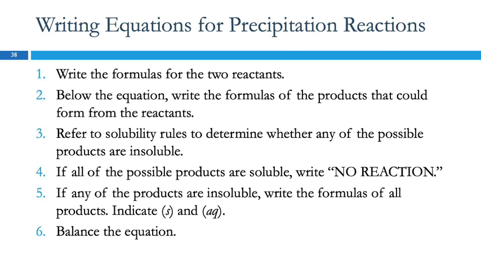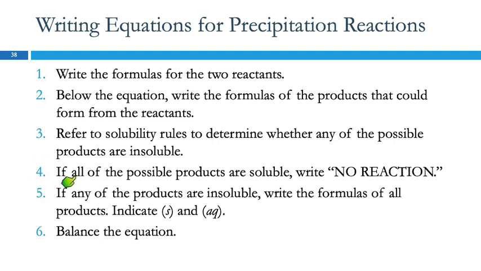So here are guidelines for writing equations for precipitation reactions, and this is a skill that you should be able to do. And I'll read through these and then we'll do some examples. So we start by writing the formulas for the two reactants, and you start to write out the equation. And so below the equation, write the formulas for the products that could form when you swap the ions. Then look at the solubility rules to see if either of those products is insoluble.